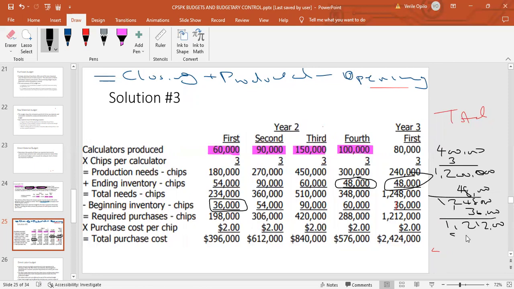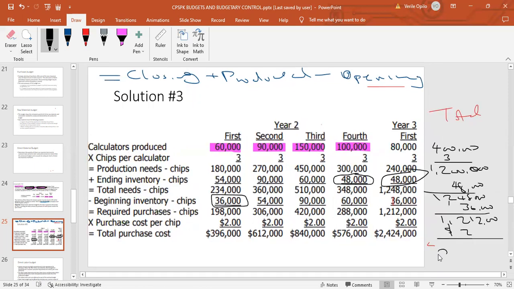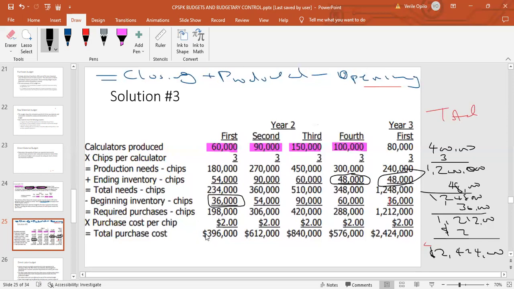And then each chip is going to go at $2, which means that the total cost for the period will be equal to 2,424,000, which is now going to be equal to the same as this, plus this, plus this, and plus this. So these figures here, they jumbled them a little bit, but the total figures should be these ones that we have just computed.